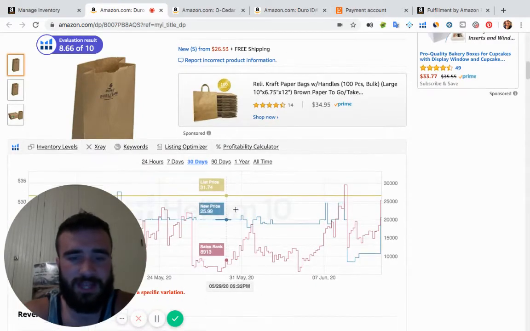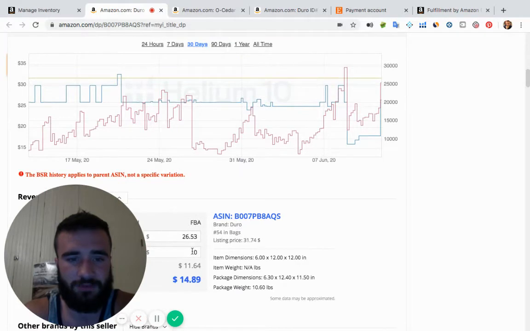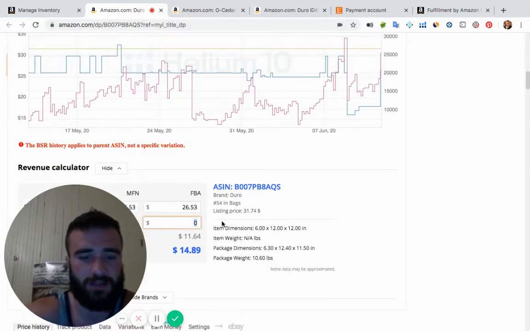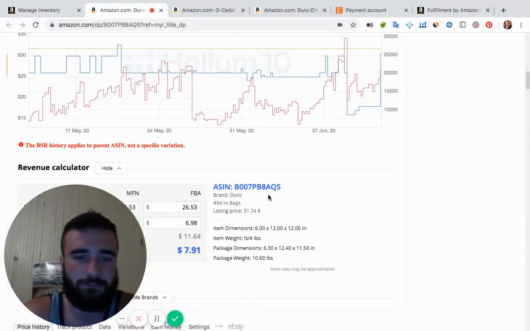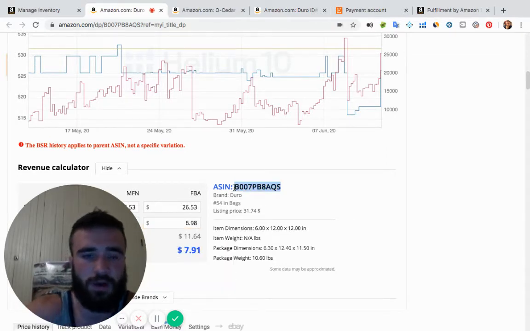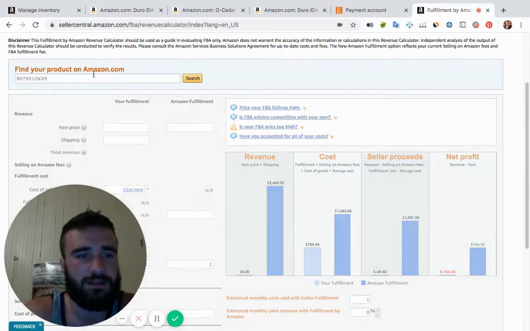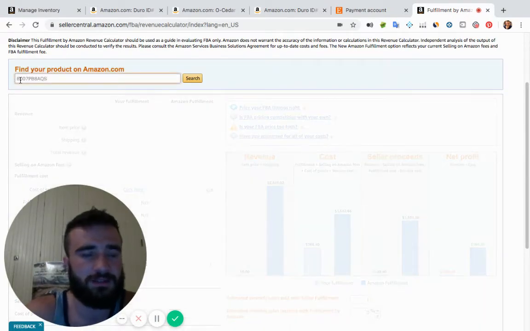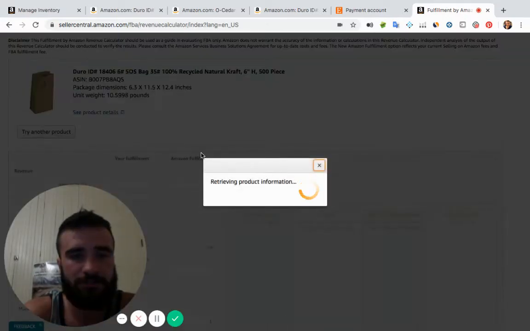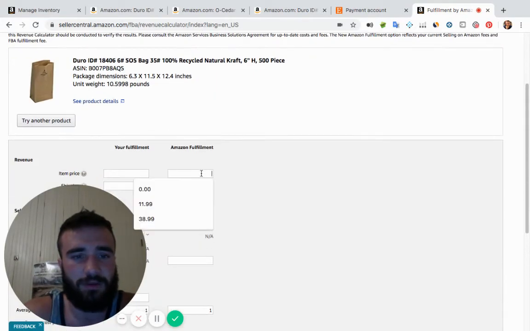Again, this is Helium 10 back-end software here. Just real quick, if I plug in $6.98, watch what happens. Bop, bop, 100% ROI. That's what we want. Take the ASIN, go to the revenue calculator, try another product, search. Okay, boom.